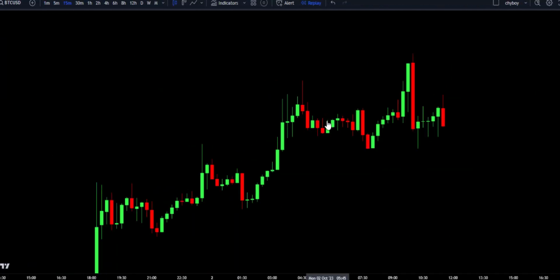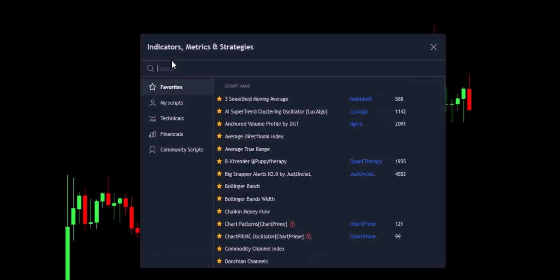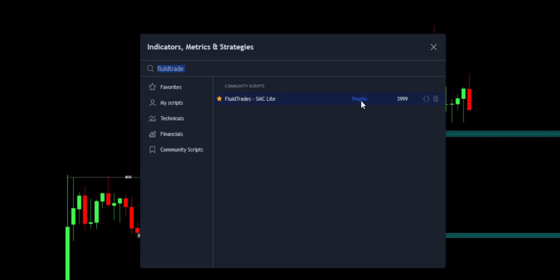Marking out these order blocks on our chart is really confusing. This is when we add an indicator that will help us mark them out. To add this indicator, we navigate to the indicator search bar. There we are going to search for Fluid Trade, and select the Fluid Trade SMC Lite created by Pingjiv.